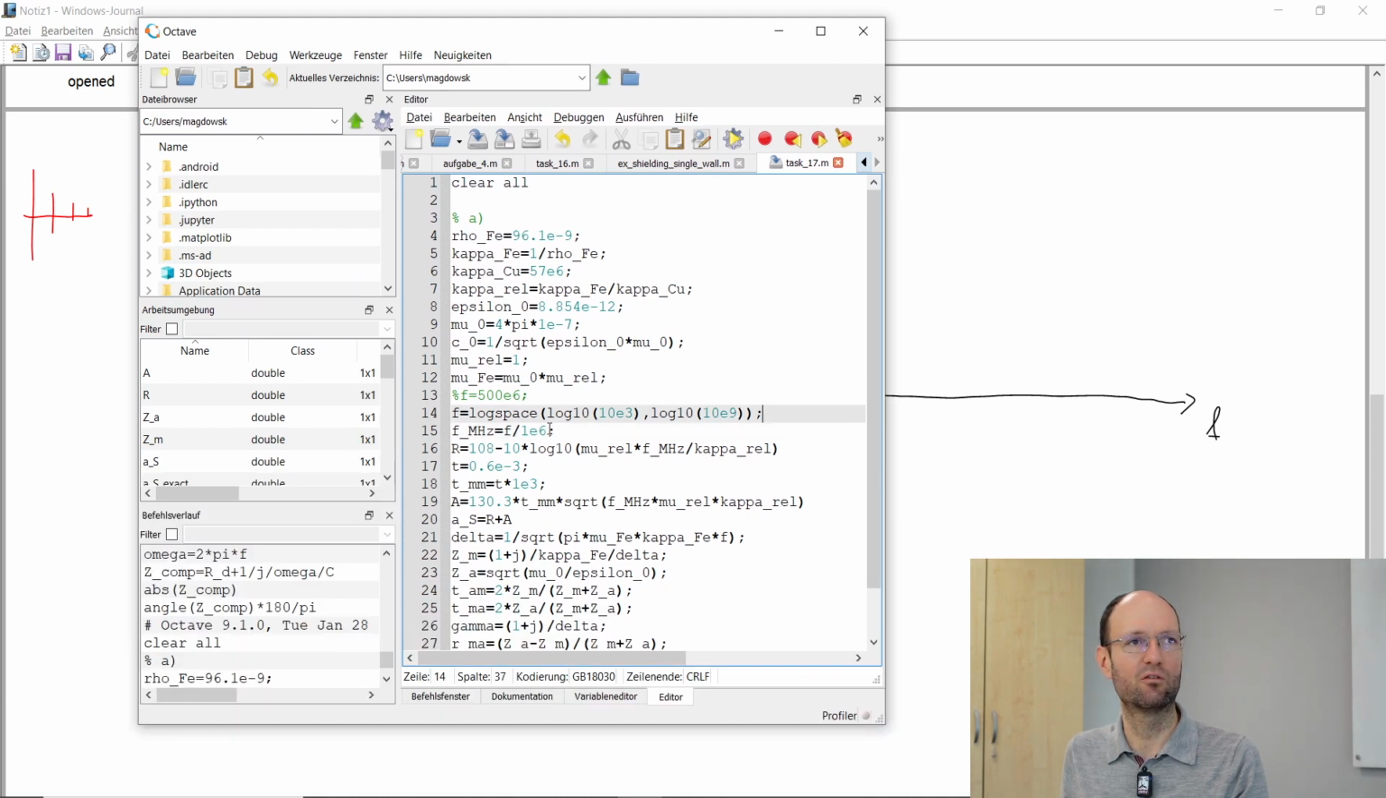So this is now a vector, of course. So this is a vector. This is also a vector. This should fit. This is also a vector. This should fit. But here it's getting complicated.